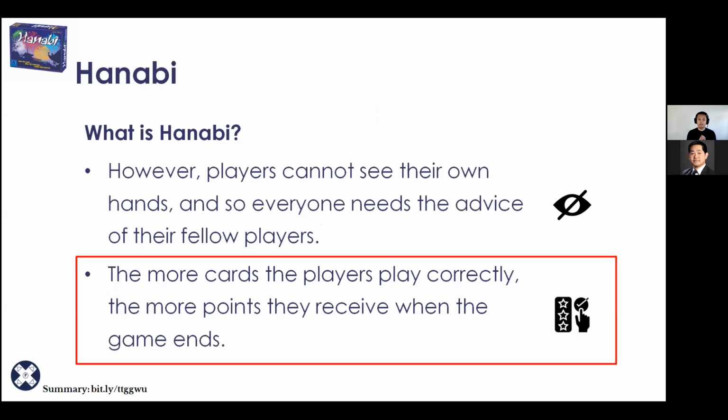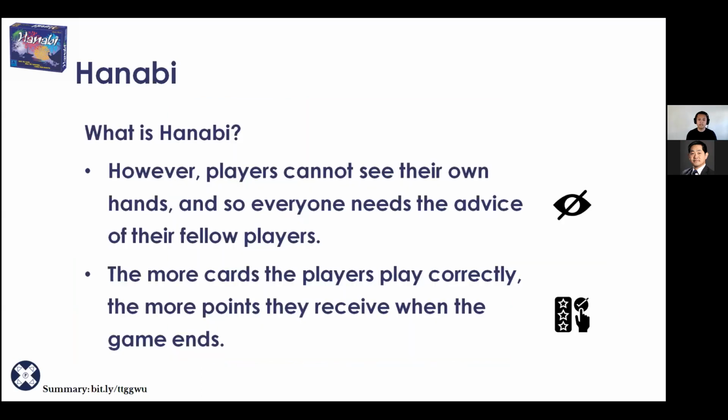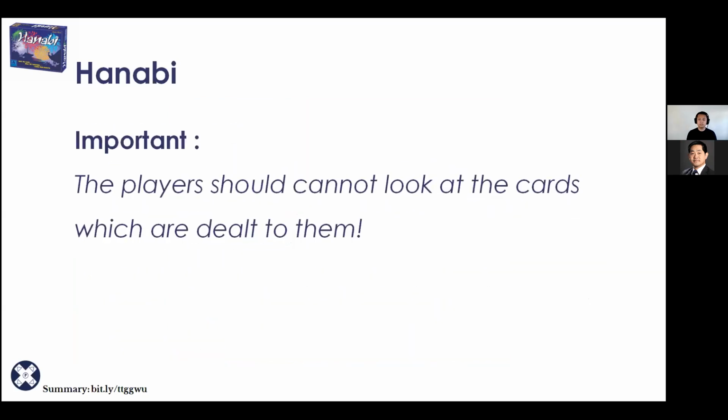So the more cards the players play correctly, the more points you receive when the game ends. So you want to play as many firework cards correctly as possible in order to score the highest score at the very end of the game, or at least not lose the game. So this is what that fireworks display looks like again. This is the yellow fireworks display completed, starting with the yellow 1, going all the way up to the yellow 5 at the end. So it's really, really important.